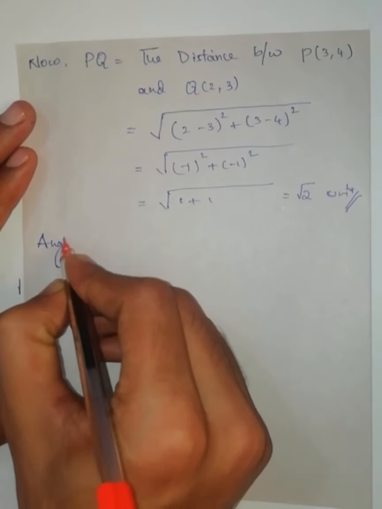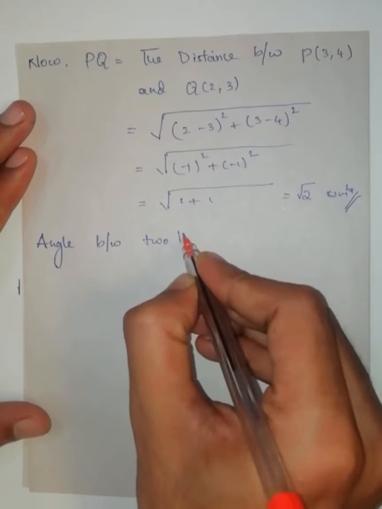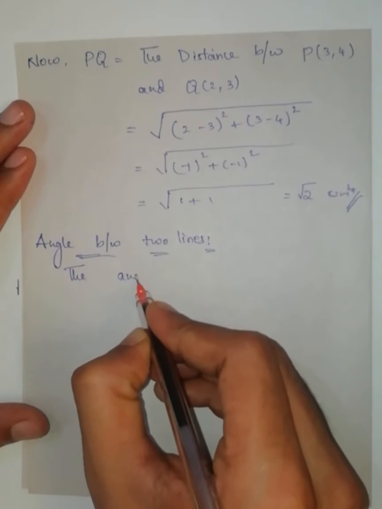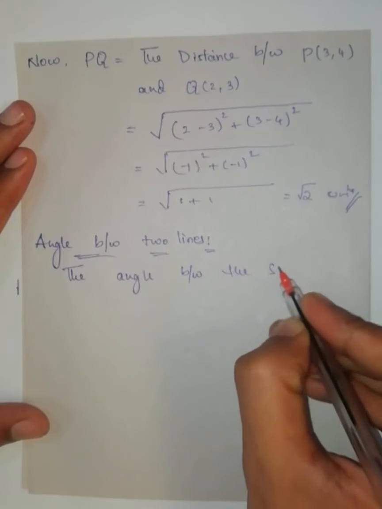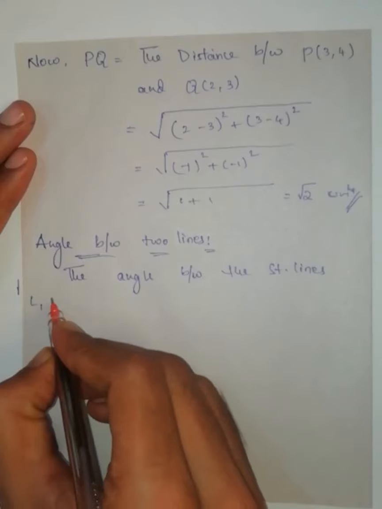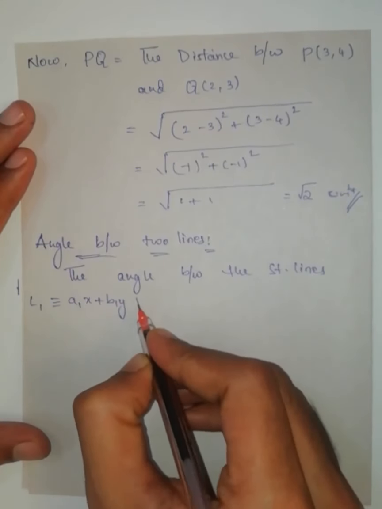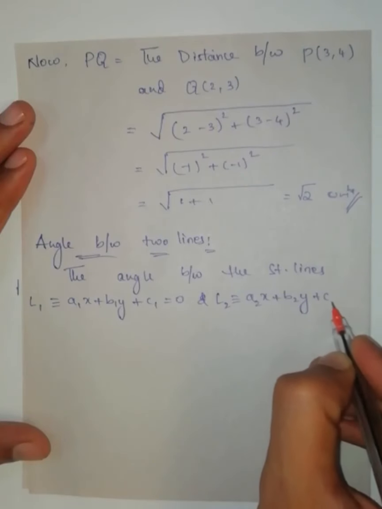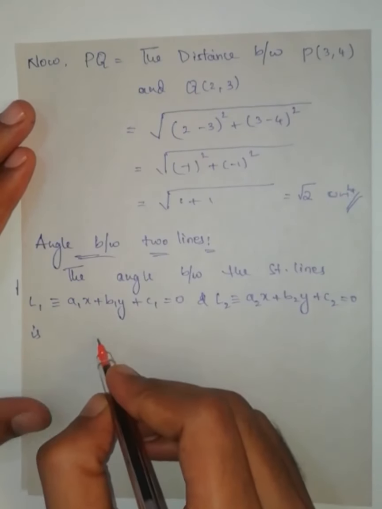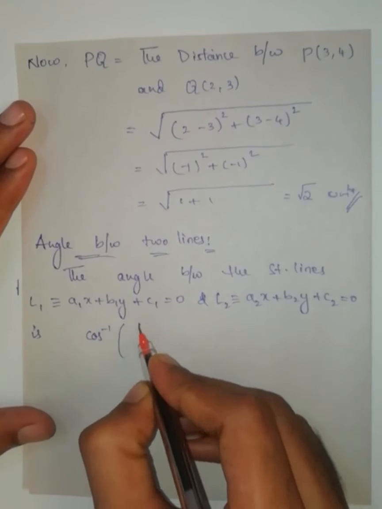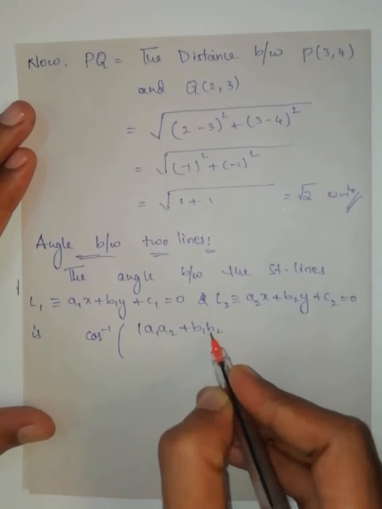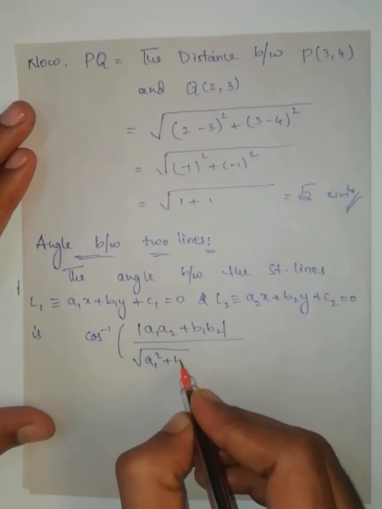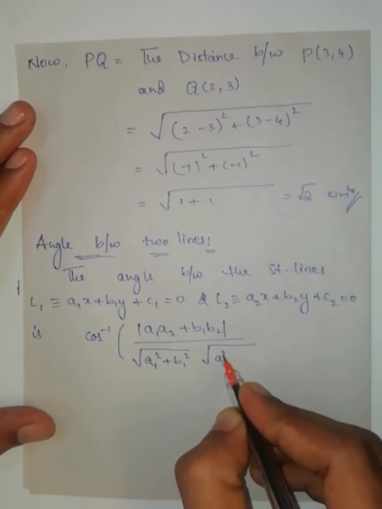Angle between two lines. The angle between the straight lines L1: a1x plus b1y plus c1 is equal to 0 and L2: a2x plus b2y plus c2 is equal to 0 is cos inverse of modulus of a1 a2 plus b1 b2 by under root a1 square plus b1 square into under root a2 square plus b2 square.